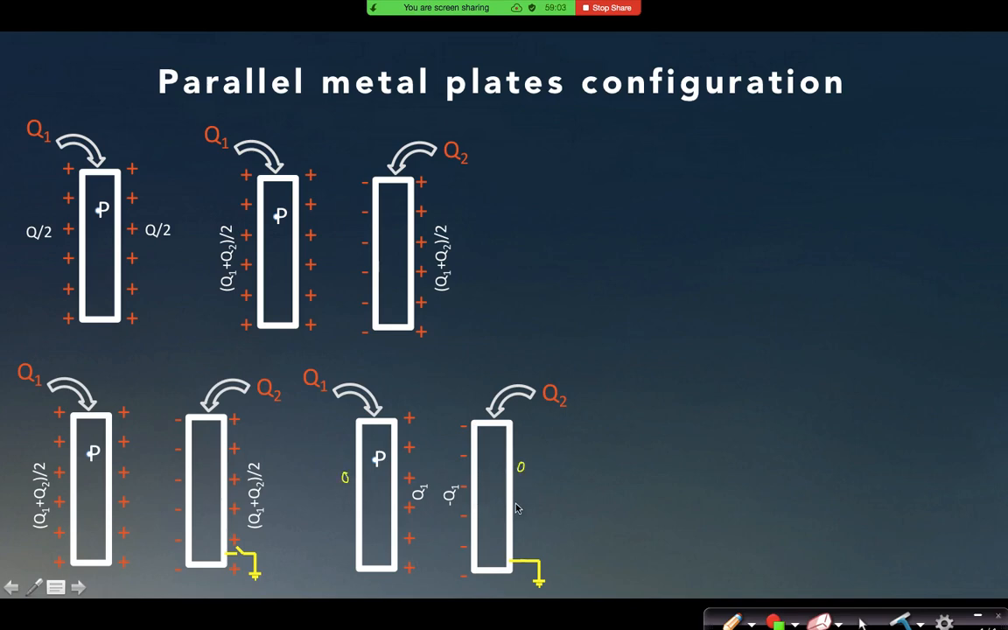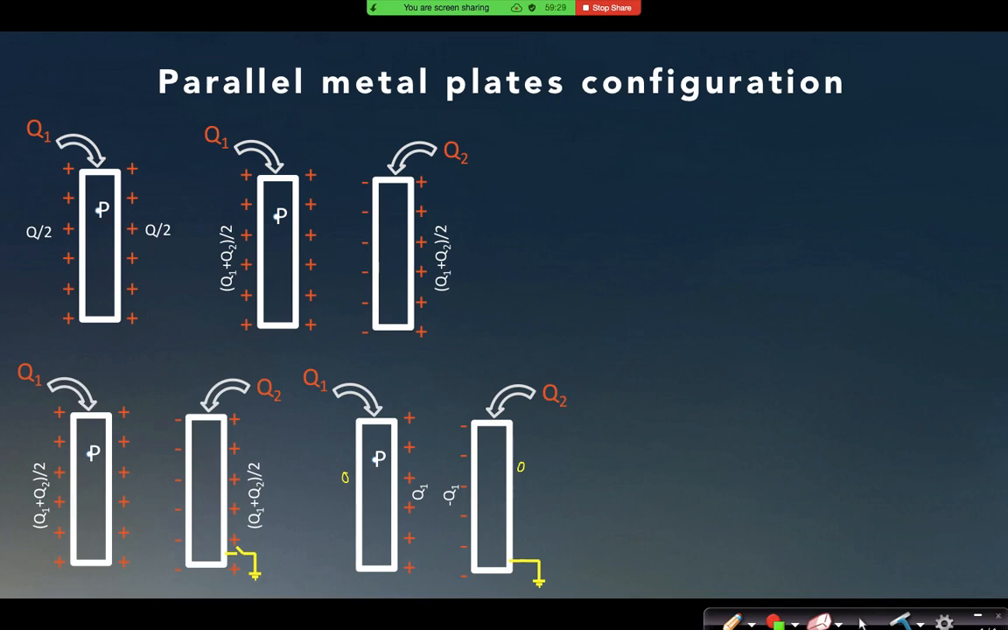Now in this way, can you tell me what is the charge that has flown through the earth switch in this plate? Q1 plus Q2, you can say, to the plate. Yes, right? So in that way we can actually analyze the parallel plate configuration. Is this concept clear, everyone?